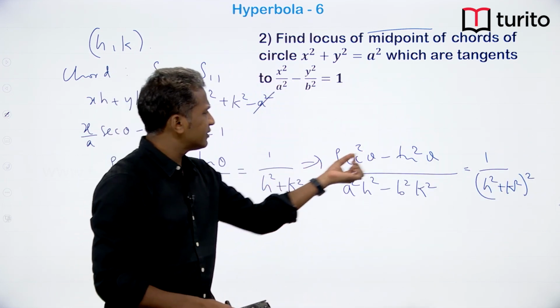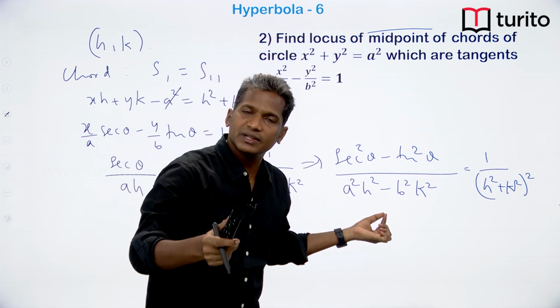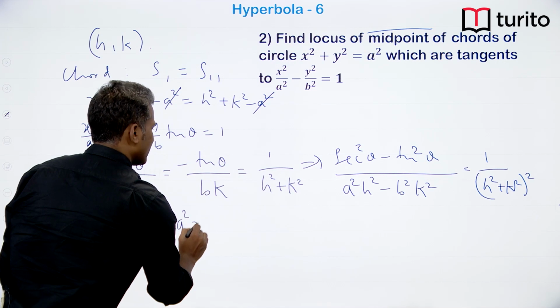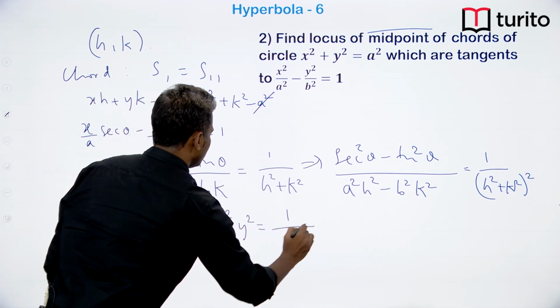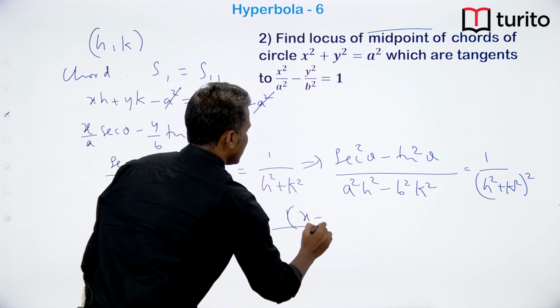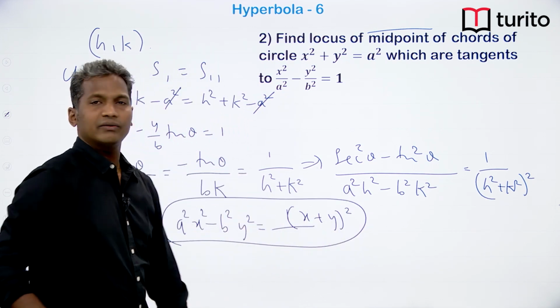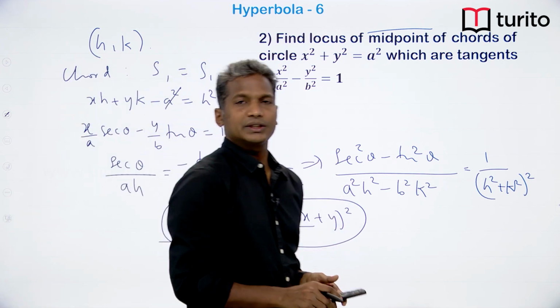Now, we know that sec square theta minus tan square theta is 1, and we are going to replace h with x, k with y. So, it is going to give us a square x square minus b square y square is equal to x plus y whole square. So, this is going to be our required locus. This way we can find the locus.